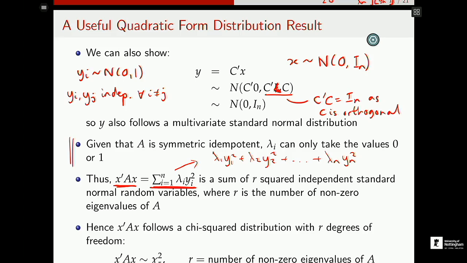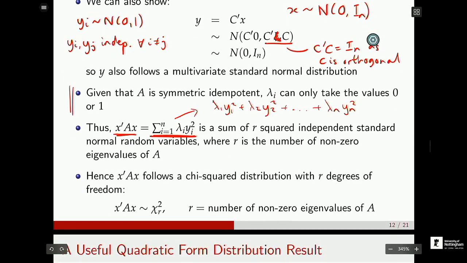You've got squared standard normals, and you're adding them together because these lambdas are 1 for the cases where they're in, 0 for the cases where they're out. And so you're going to end up with a chi-squared distribution, and the degrees of freedom is just going to be how many of these squared standard normals you had in there. They're all independent normal random variables that are being squared and added.